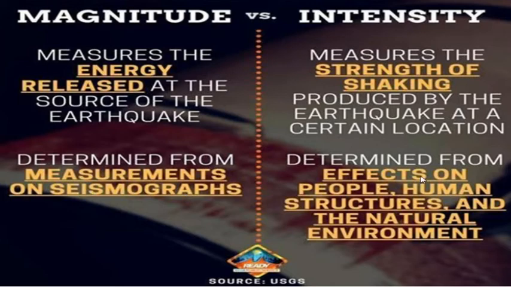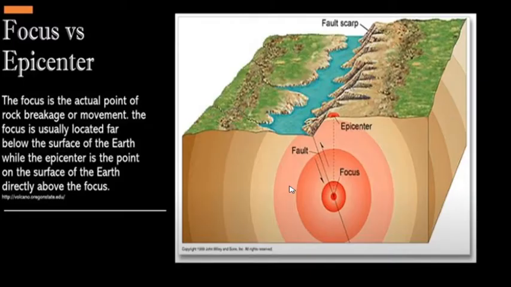So, this naman is determined from the effects on people, human structures, and the natural environment. So, this is realistic dito po sa intensity. Kasi, maski yung mga residents, yung mga tao po, pwede pong makita ang destruction. Right? And, focus versus epicenter.